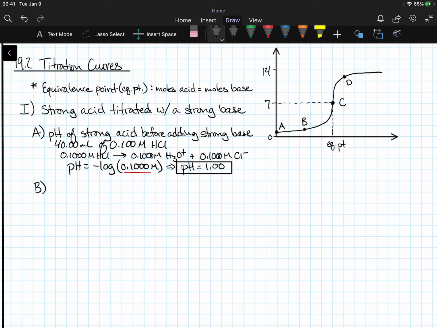So on to part B, after we've added some amount of strong base. In this case, we're going to say the pH after adding 20 milliliters of 0.100 molar NaOH.